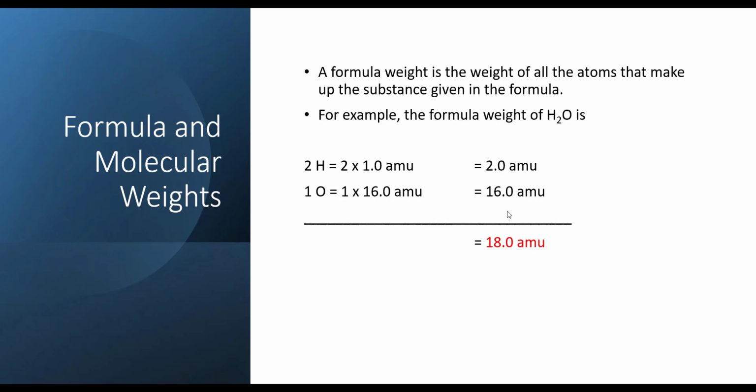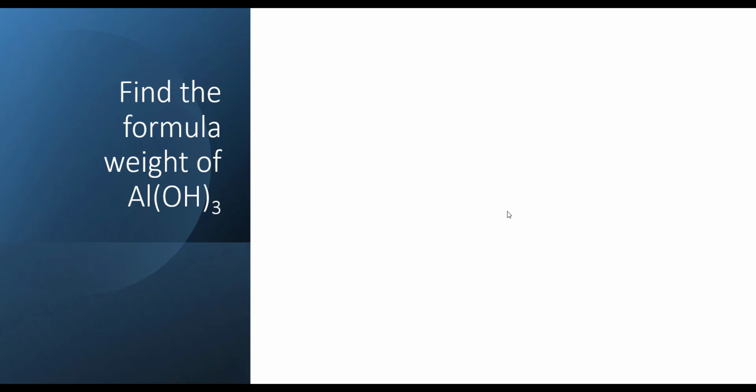Let's look at one more with an ionic compound. This time the question is, what's the formula weight of aluminum hydroxide? If there's anything tricky about this, just be careful with these parentheses and note that there are 3 of everything in the parentheses. That means 3 oxygens and 3 hydrogens. So the same thing as before.